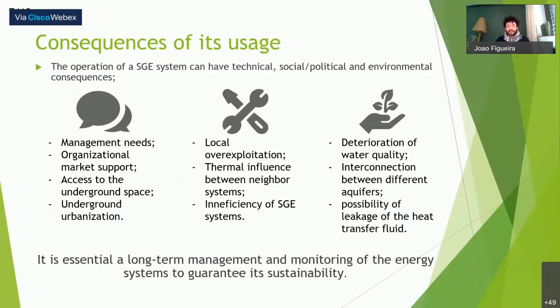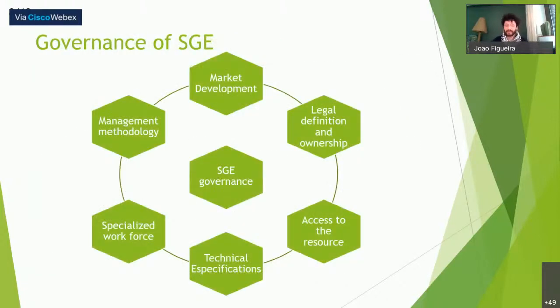So as we can see, it is essential to have a long-term management and monitoring of these energy systems to guarantee their sustainability. So as Gregor also said, governance is one of the major driving factors and future assets to develop the shallow geothermal energy market. And also Carlos Luna talked a little bit about this. For me, governance has six questions that need to be addressed.